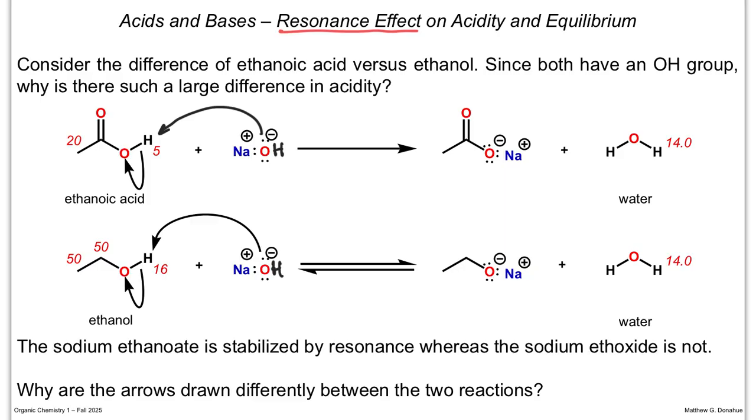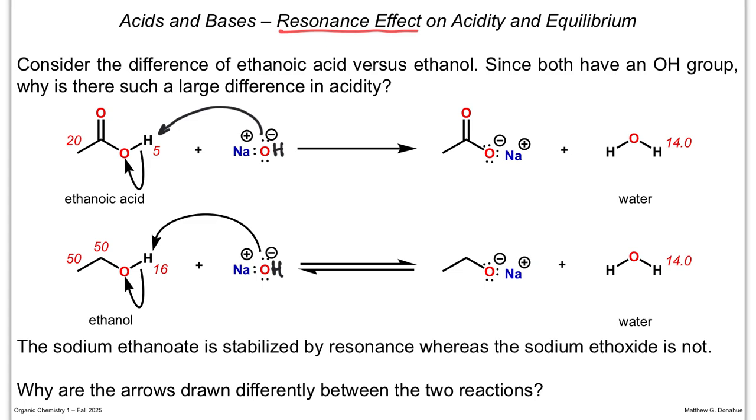And the things I want to point out on this slide: we're starting with a carboxylic acid. So it has 2 carbons, ethanoic acid. And then below that is ethanol, so a 2-carbon alcohol. They both have OH and OH.